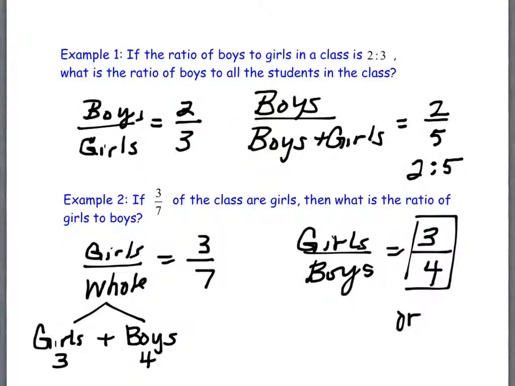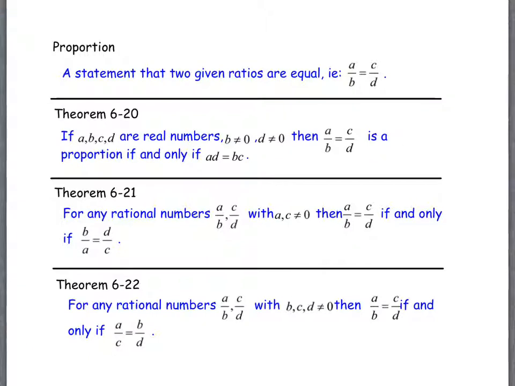And again, if you prefer, you can write that in this colon notation too. Okay, so ratios can be part to part or part to whole, and they can be written either direction. And sometimes when we're working with proportions, it's helpful to write them in one versus the other, depending on the information given.